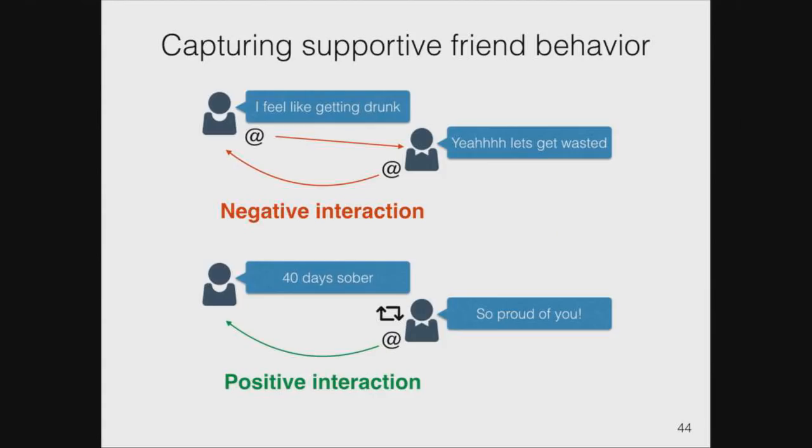And here, the main intuition that we want to capture is how our friends' behavior correlates with our own behavior. Here we have contrasting negative and positive interactions. In one case, the person who's attending AA might say something like, I feel like I want to drink, and my friend might enable that behavior by retweeting something very positive about alcohol. Versus I might say something about my sobriety, and my friend might reaffirm that or give me some positive affirmation, and that might be supportive behavior that is a good predictor of my ability to recover.